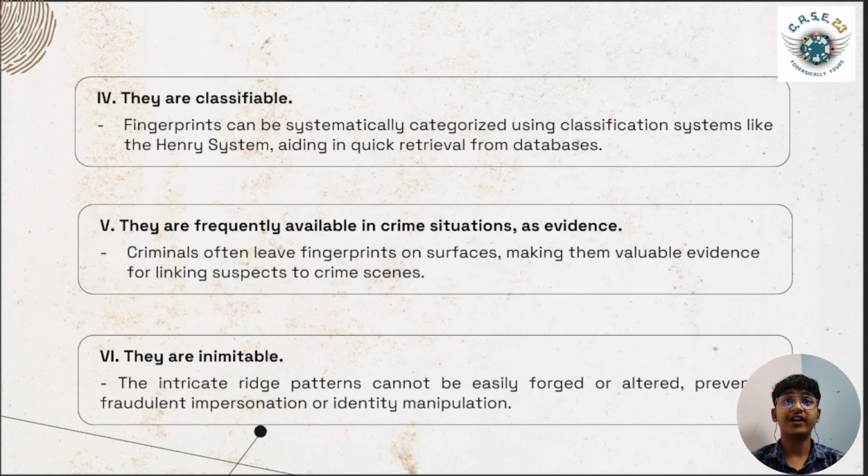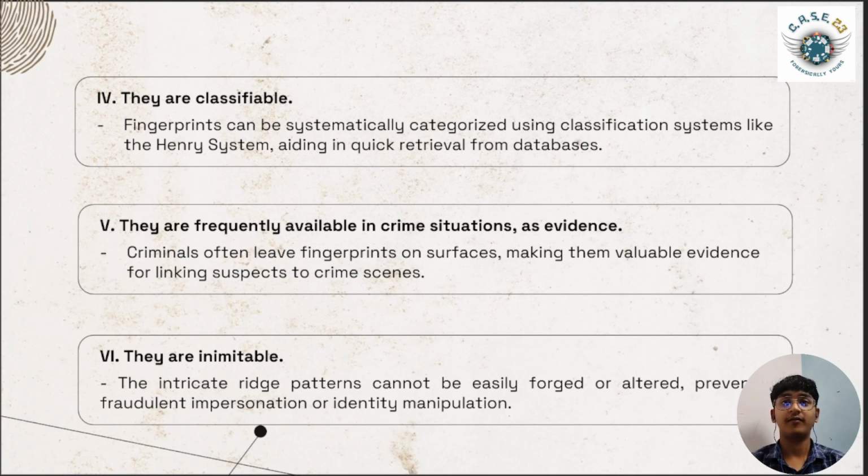Next up, they are classifiable. Imagine trying to find one fingerprint among millions. Sounds impossible, right? But thanks to classification systems like the Henry system, forensic experts can systematically organize and retrieve fingerprints within seconds. It's like having a well-organized library where every book, or in this case, fingerprint, has a unique place on the shelf.